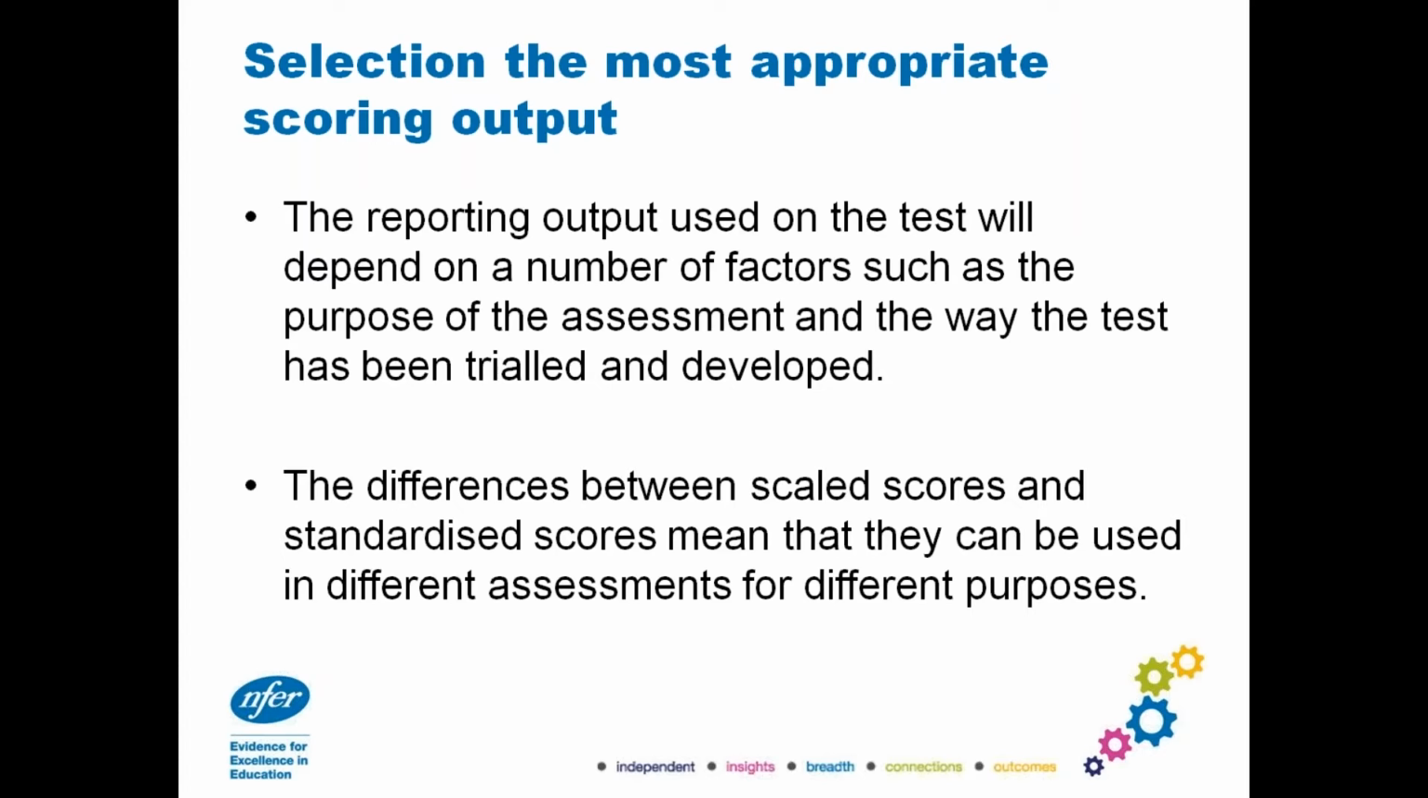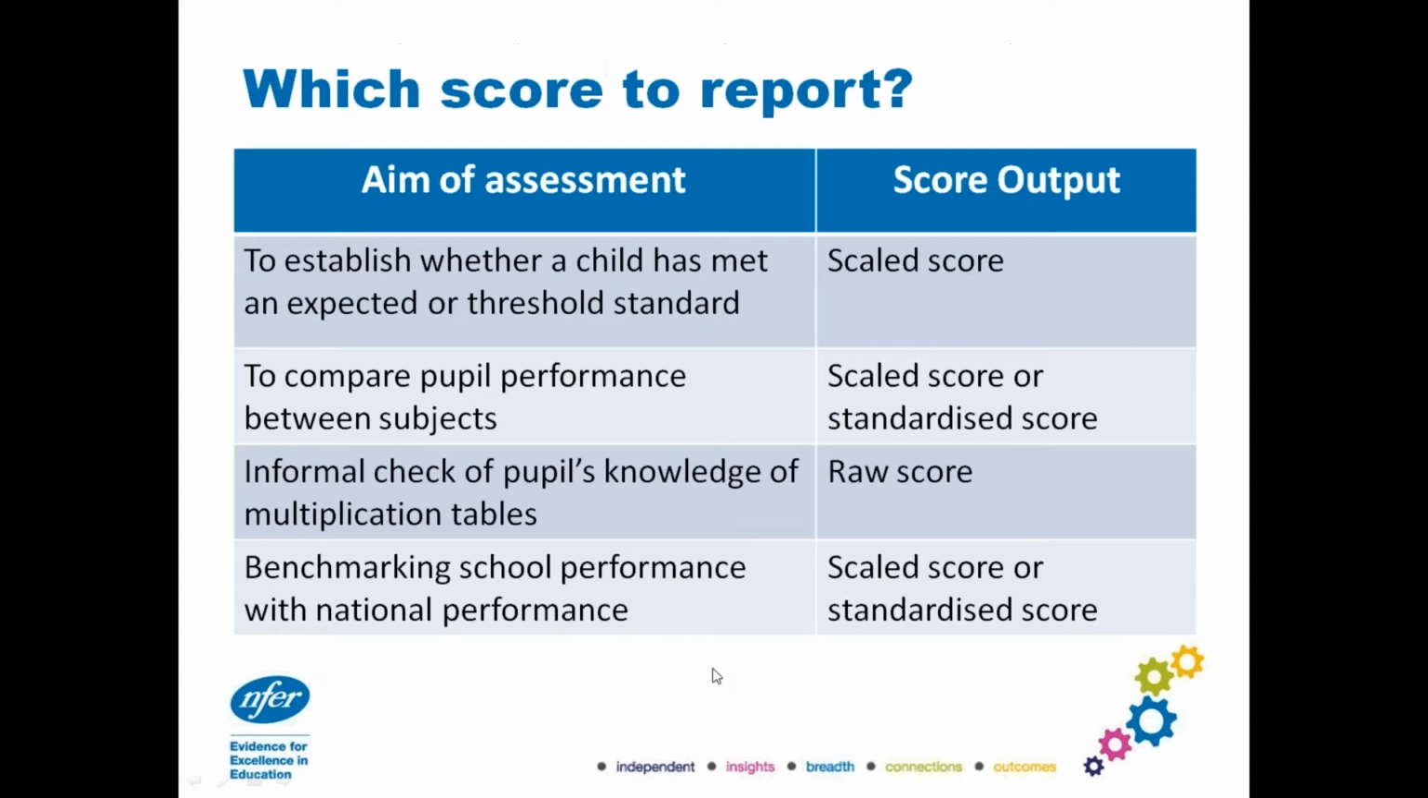And then finally, looking at selecting the most appropriate scoring output. So the selection of the most appropriate type of score output for a test, for example, how do you know whether to use a raw score, a standardised score, or a scaled score? It's really going to depend on the purpose for which the assessment is used. And it will also depend on the way the test has been trialled and developed. And the differences between them mean that actually you can use these different types of assessment for different purposes.